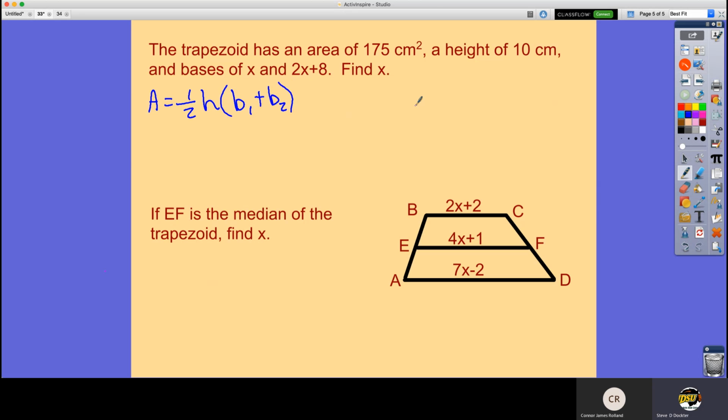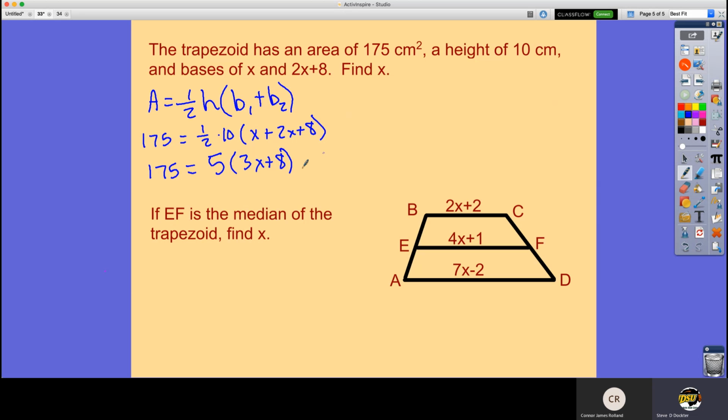All right, so from there, we just plug in what we know. So 175 goes in for A. The height is 10. And then we've got x plus 2x plus 8. And then we've just got one equation with just x as your variable. So we simplify this down. I'm going to leave the 175 over there. This turns into a 5 times 3x plus 8 when we combine like terms.